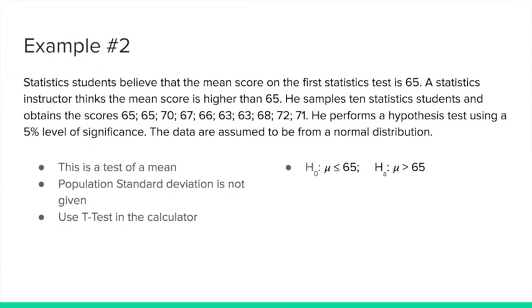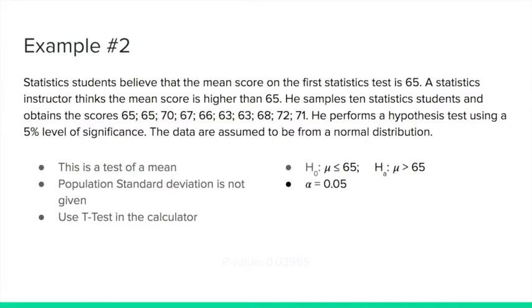Again, our null, going quickly here, is mu is less than or equal to 65, and the alternative is that mu is greater than 65. You could argue on this one that the null should actually be mu equals 65, because that was the students' claim, right? The students believed it was 65. The instructor believed it was greater than 65, so you could have used those two. I decided just to focus on the instructor's opinion because he's the one performing the hypothesis test, but that's arguable.